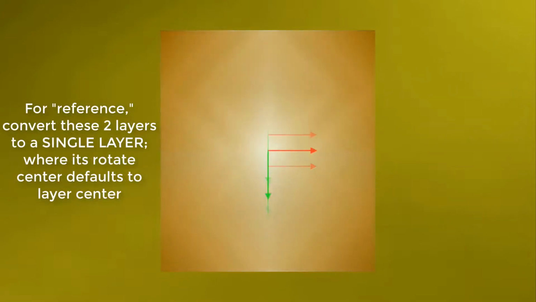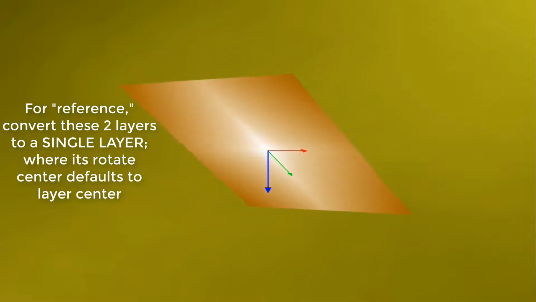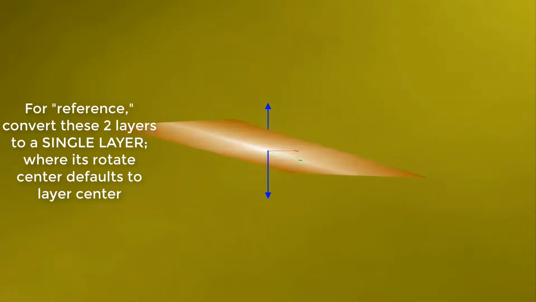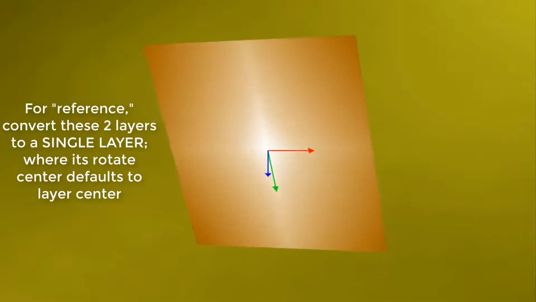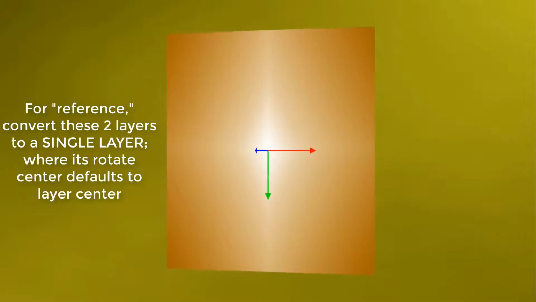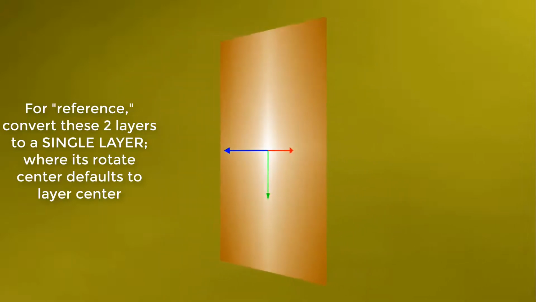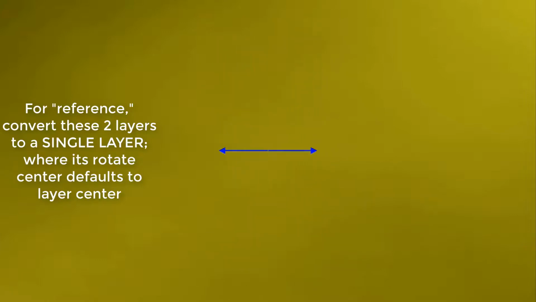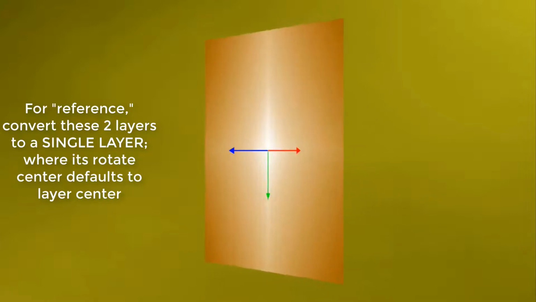To demonstrate a common or shared point of view, I changed the two discrete layers into a single layer. Like previously, this layer's center is the rotation point around which the layer rotates. All layer sides and corners rotate as one unit.